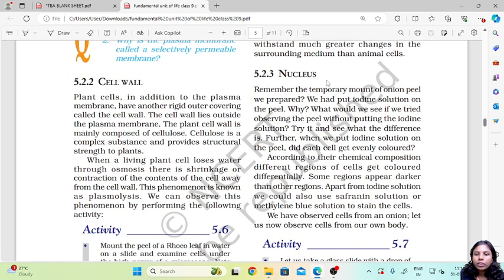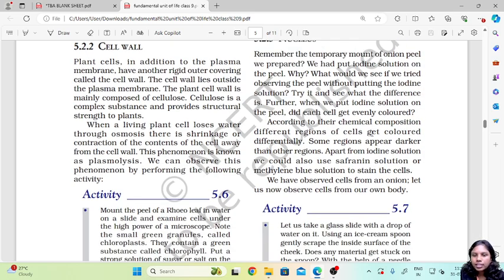To begin with the nucleus, we remember that when we did the onion peel experiment, when we mounted the onion peel, we had put an iodine solution on it. What was happening was that not all of the regions or all of the cells were gaining the color, or they were not getting stained. Some were getting stained darker, whereas some of them were getting stained lighter. So why was this happening?